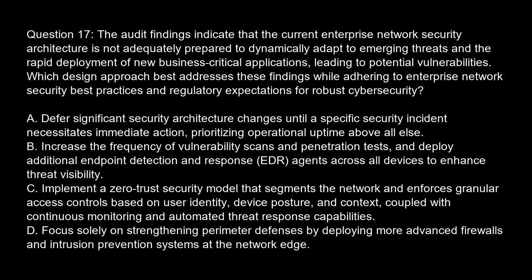Option B. Increase the frequency of vulnerability scans and penetration tests and deploy additional endpoint detection and response (EDR) agents across all devices to enhance threat visibility. Option C. Implement a zero-trust security model that segments the network and enforces granular access controls based on user identity, device posture, and context, coupled with continuous monitoring and automated threat response capabilities. Option D. Focus solely on strengthening perimeter defenses by deploying more advanced firewalls and intrusion prevention systems at the network edge.